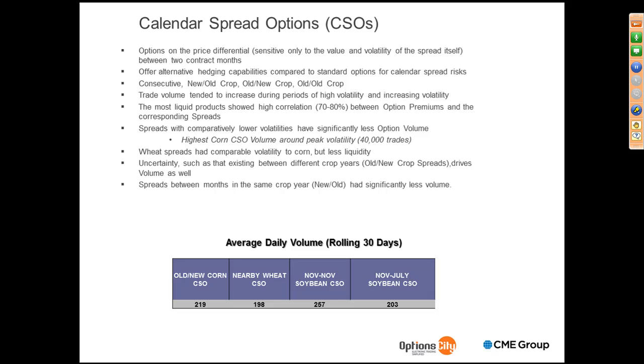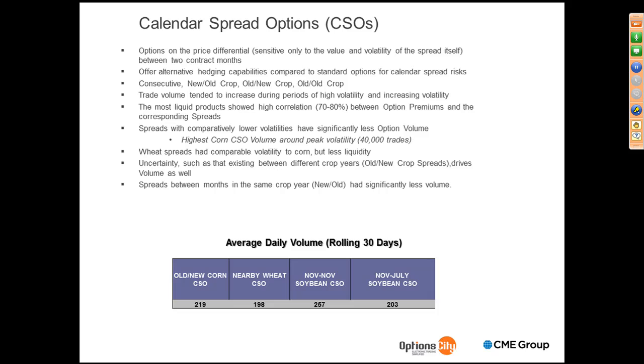Perfect. So calendar spread options are, commercial traders are very much in favor. They use this on a regular basis during times of high volatility. As you can see, almost 40,000 trades happen on corn or on soybean. The most popular option, I would say, is the NOV soybean CSO and the old crop new crop corn CSO. And of course, we have seen a correlation that whenever there is a high volatility situation between the new crop and the old crop, the volume in CSOs picks up.